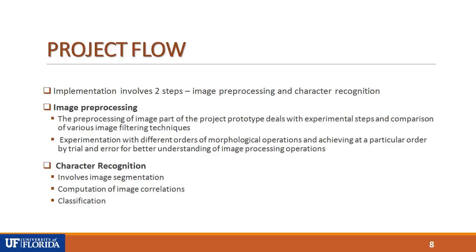The finally processed image, after extraction of the required part, is used for character recognition. Character recognition primarily involves segmentation of the pre-processed image and then mapping it to the gallery images by computing correlation between the probe set and the gallery set. The probe set is primarily the segmented images. Based on the mapping, classification is performed.